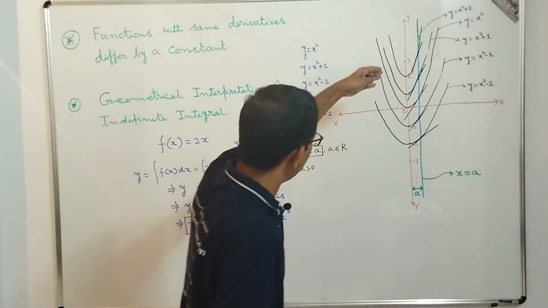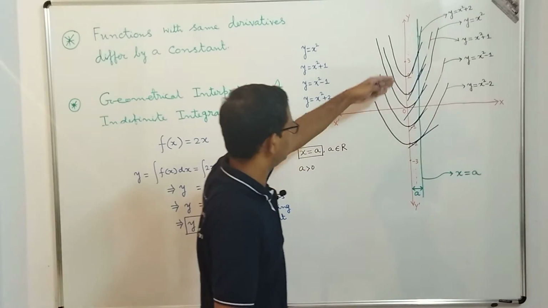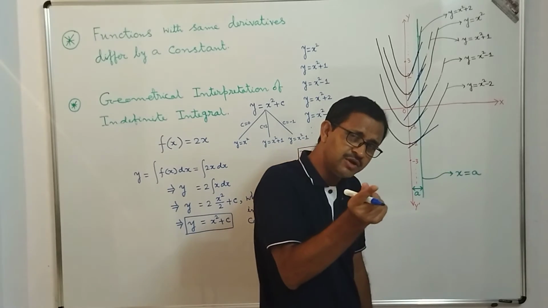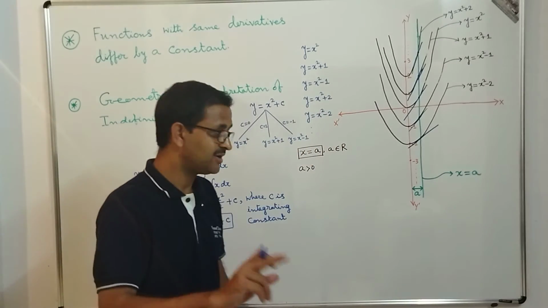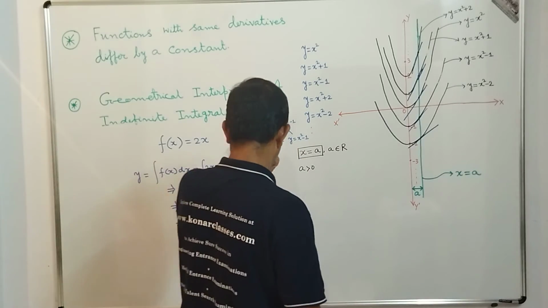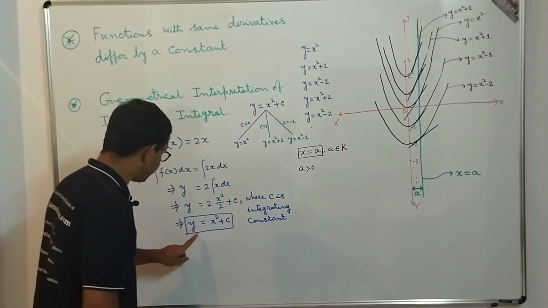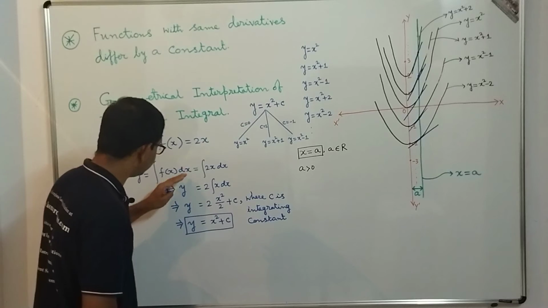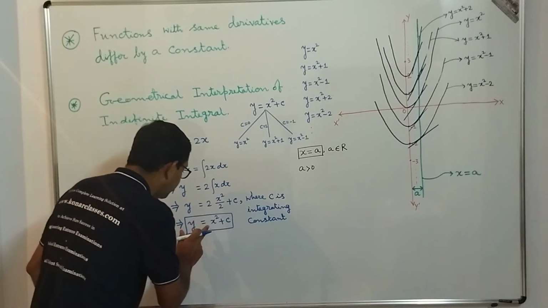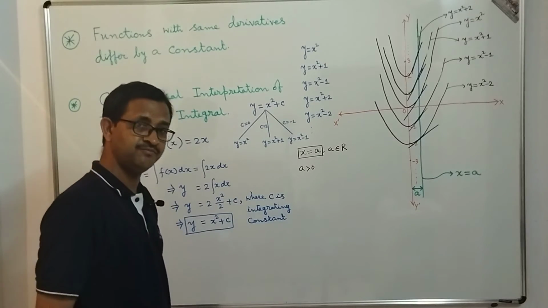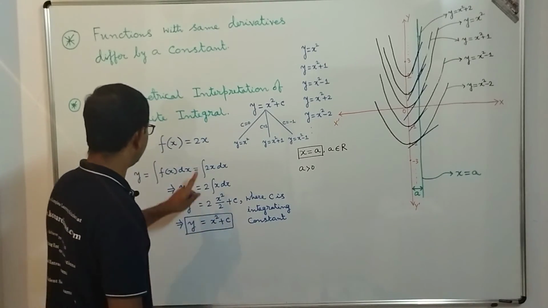So now if you look into all these tangents, that is all the blue lines, you will notice one thing: they are parallel to each other. And here comes one very interesting point. Whatever curve we get upon integrating that function 2x, if I differentiate this function, then we are going to get 2x.